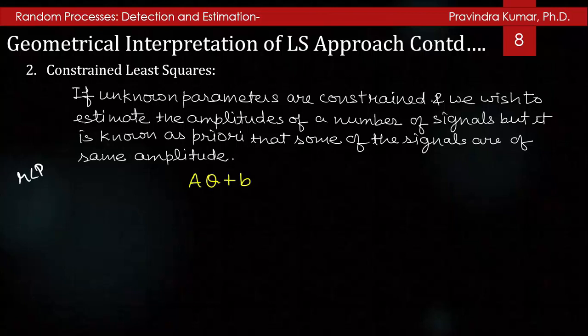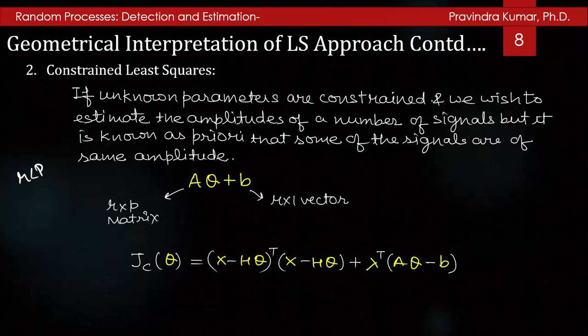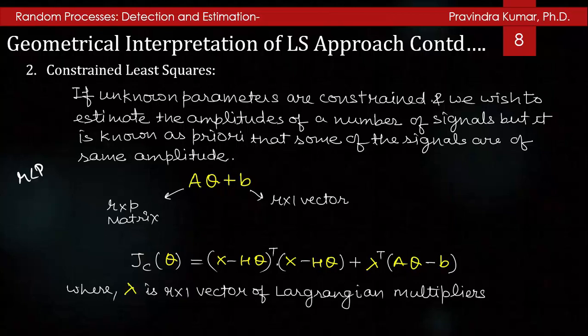We can summarize the constraint as A theta equals B. A here is an r by p matrix and B is an r by 1 vector. And to find the least square error subject to the constraint, we set up a Lagrangian and determine the constrained least square error theta c cap by minimizing the Lagrangian J_c(theta) equals (X minus H theta) transpose (X minus H theta) plus lambda transpose (A theta minus B), where lambda is an r by 1 vector of Lagrangian multipliers.